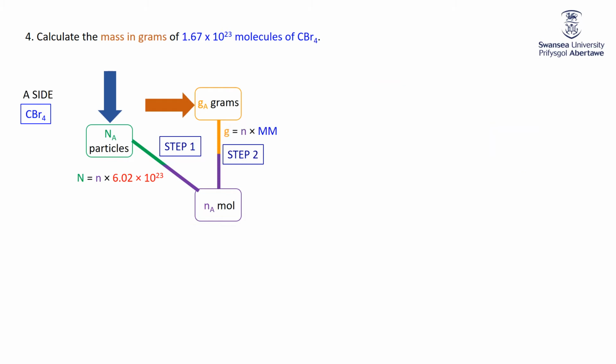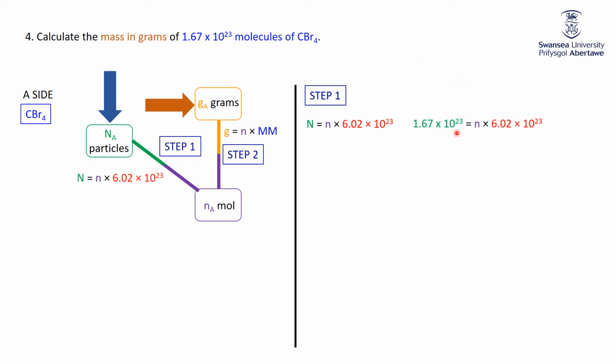Pull out the important part of the roadmap. Step number 1, we've got to go from particles to moles. The relationship we'll use is that particles is moles times 6.02 times 10 to the 23. The particles here, well, it's CBr4, which exists as molecules. So we have 1.67 times 10 to the 23 molecules. That's going to be the number of particles. That is the moles times 6.02 times 10 to the 23. So we have 0.277 moles. Just divide 1.67 times 10 to the 23 by 6.02 times 10 to the 23, and we get 0.277 moles. So we are at this box here, the number of moles, 0.277.